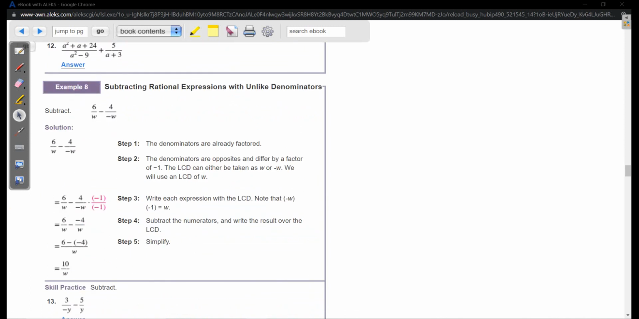Okay, so this one's pretty good because we just need to multiply by negative 1. So this is basically what we did in, I think it was the last example of the last section, right? So we're going to have a 6 over w minus, and then we have a 4 over negative w. So we need to get a common denominator. What is my common denominator here? Well, it can be either w or negative w. If you recall, that was the options on the last example of the last section.